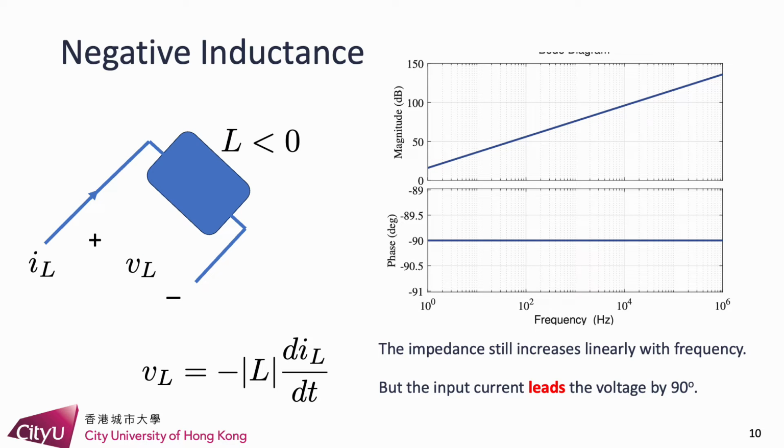Now for negative inductance, basically it follows the same constitutive relationship where the voltage is proportional to the rate of change of current, but now the inductance value is negative, and therefore the impedance will increase linearly with frequency. However, the input current leads the voltage by 90 degrees.